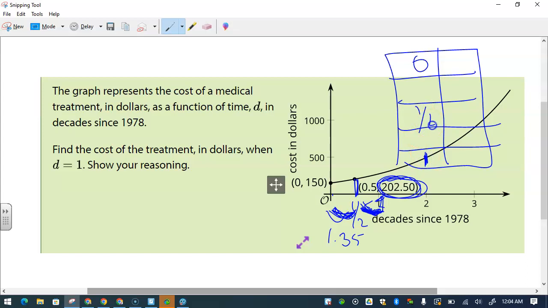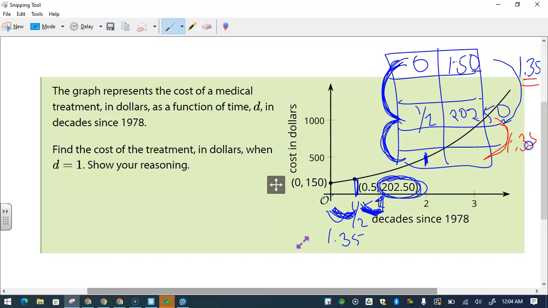So this will be half. They gave you half is 202.50, and here they gave you the beginning is 150. From here to here, you saw the growth was 1.35, right? Because this is an increase in half a decade, from here to here is also half a decade. That means you are supposed to multiply from here to here by the same growth factor 1.35, because this is 5 years, half a decade.